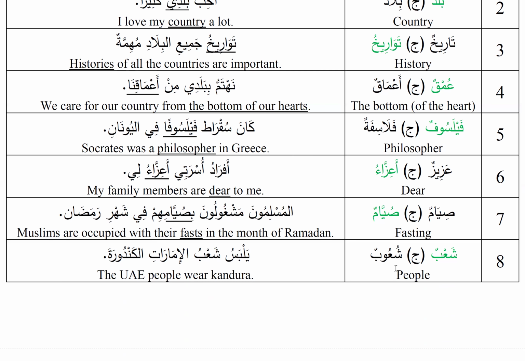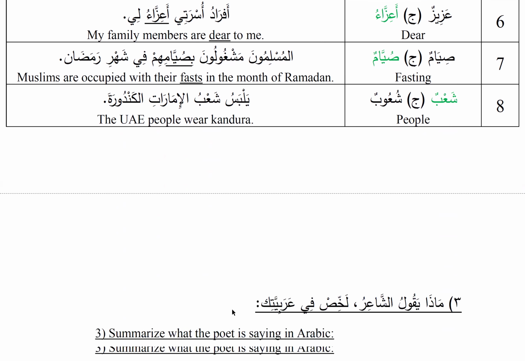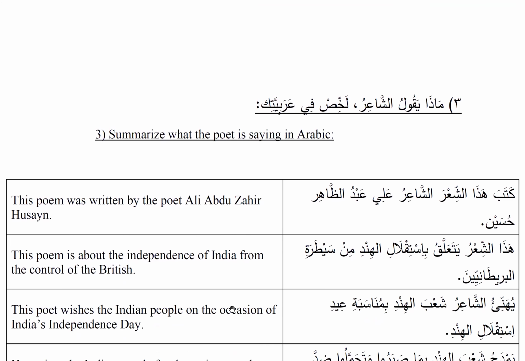Then they're given shu'ub, which is people, and the singular sha'ab. So yalbasu sha'abu al-imarati al-kandura. The UAE people wear kandura. Now, ماذا يقول الشاعر؟ لخص في العربية. Yani summarize what the poet is saying in Arabic.